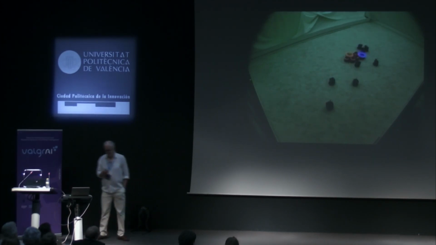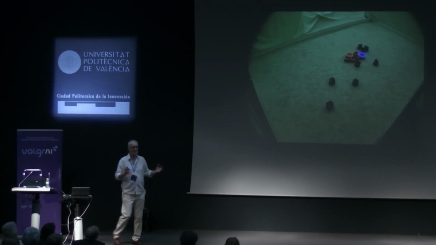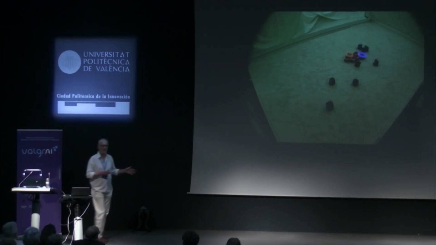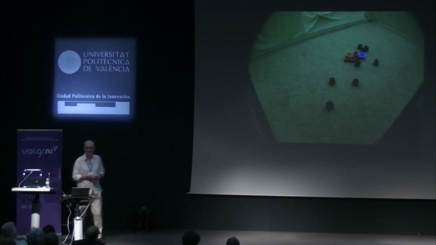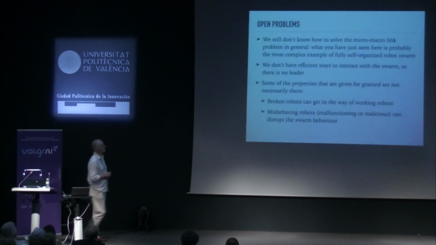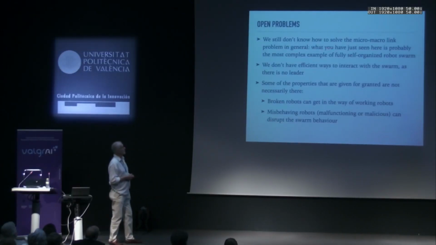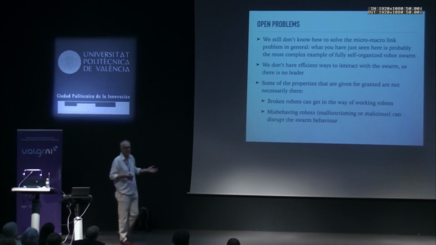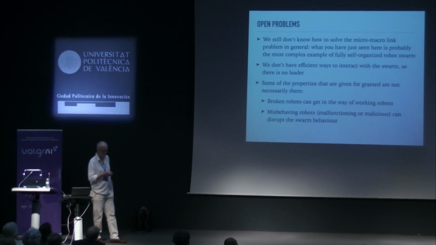Okay, so this looks a little bit like a game and a rather simple setup. It's still the work of 30 people for 3 years. Yeah. So, what is the problem? The problem is that we still don't know how to solve this macro link problem in general. So what you have just seen is basically the most complex example of RoboSwarm fully self-organized that you can find around.